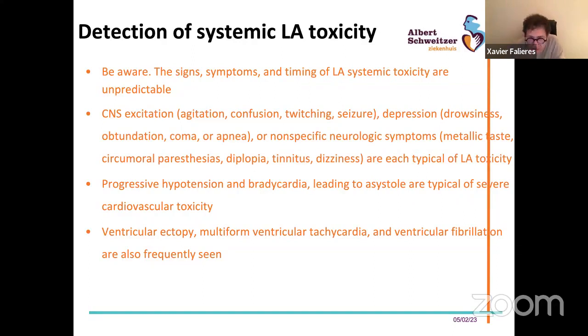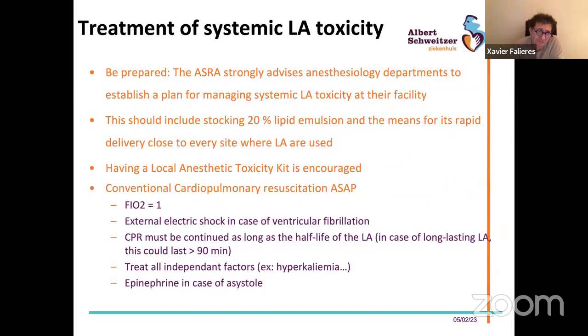You also have progressive hypotension, bradycardia, and it can lead to asystole or a severe cardiovascular problem. It's a high toxicity. Ventricular ectopy, multiform ventricular tachycardia, you can see it also, and ventricular fibrillation. Mostly when you have this with bupivacaine, unless you have intralipid, it will be deadly for the patient. So I know your situation in Myanmar, that's why I said be careful when you give your blocks.